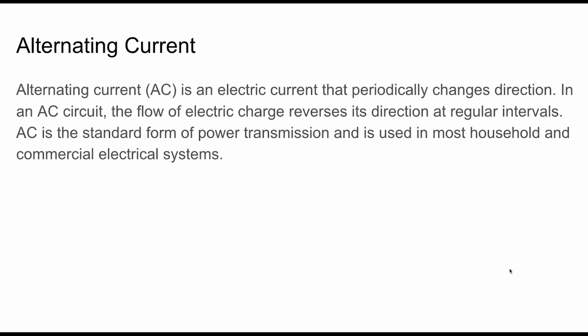Okay, alternating current, this is important, is an electric current that periodically changes direction, and in AC current, the flow of electrical charges traverses directions at regular intervals. AC is a standard form of power transmission that is used in most household and commercial electrical systems.